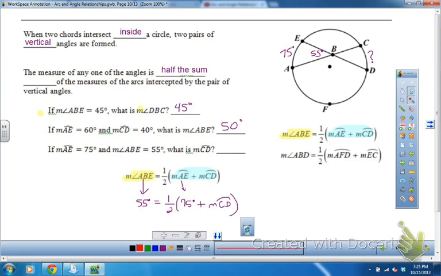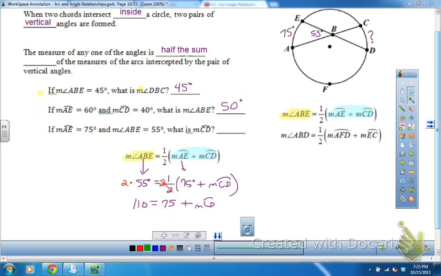Now, in order to solve this problem, the best thing to do to start out with is to get rid of that 1/2. So to get rid of that 1/2, instead of dividing by 1/2, you might think of multiplying times the reciprocal. So we would multiply times 2 on both sides, and that makes the 1/2 disappear. And now you have 110 is equal to 75 plus the measure of arc CD. And then once you subtract 75, you would get 35 degrees for the measure of arc CD.